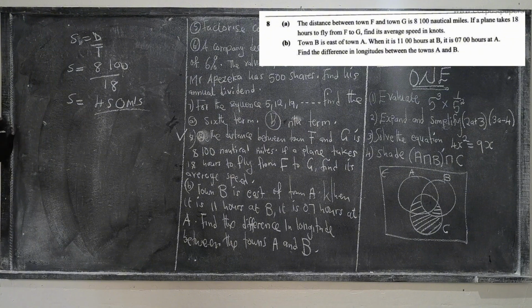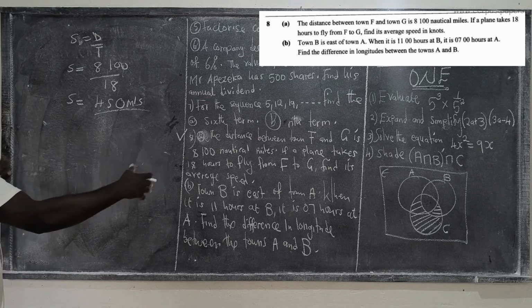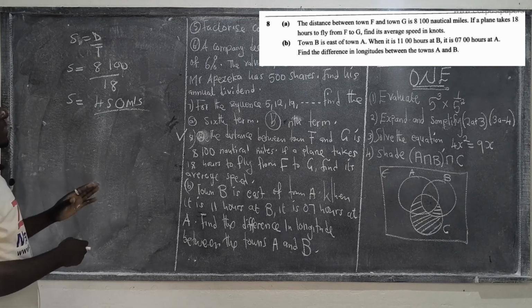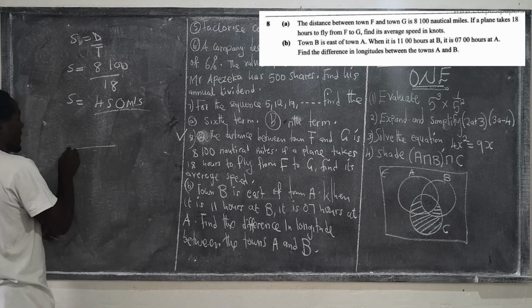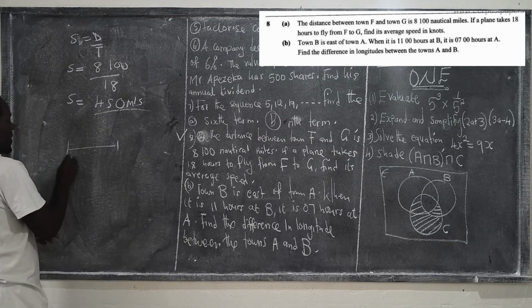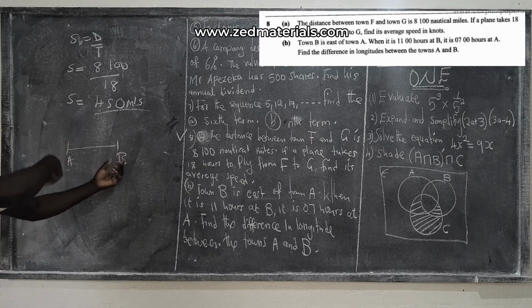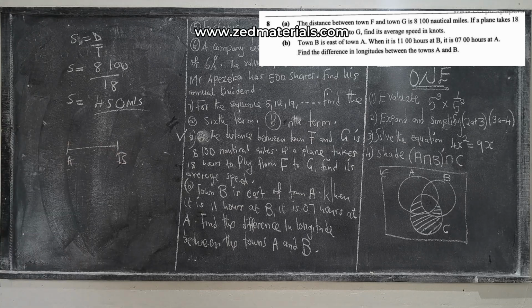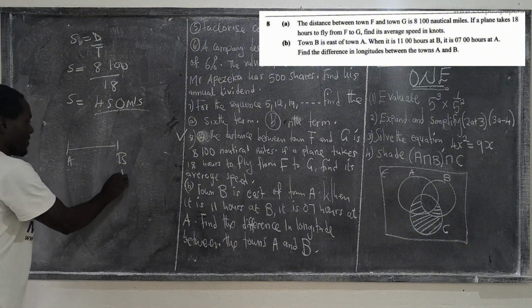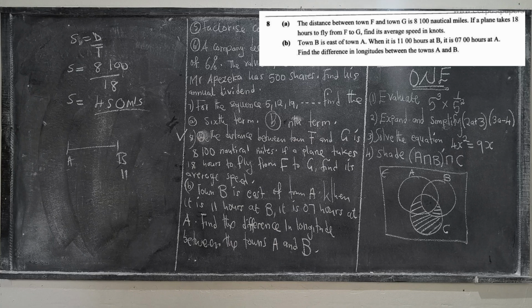Then B, they are saying town B is east of town A. So town B is east. So this is our west, this is our east. We explained it nicely there. Okay, so meaning it is like this. Here, this is your A, this is your B. Because they are saying town B is east of A. So B is ahead of A. And then when it is 11 hours at B, here it is 11 hours. And 07 hours at A, here it is 07 hours.